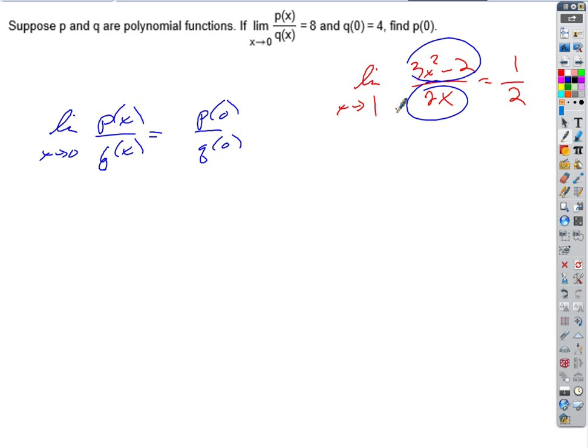So they're telling us that this is equal to 8. They also tell us that q of 0 equals 4. Well, how could we solve for p of 0? I could just solve for p of 0 up here, or even just substitute first, right? So that's going to tell me that q of 0 equals 4. So now I would just multiply both sides by 4 and I get 32, right? Okay, good?